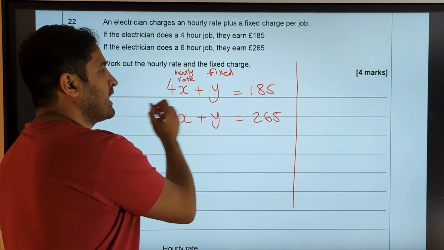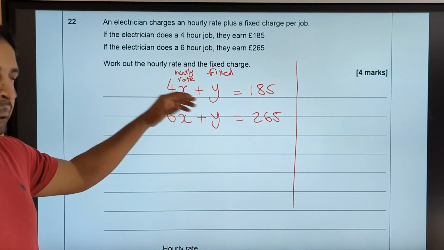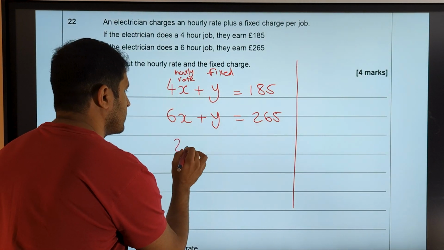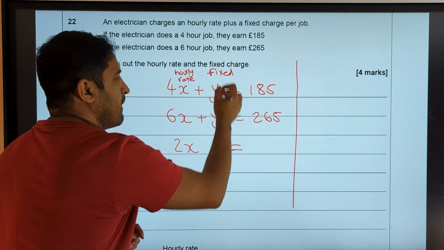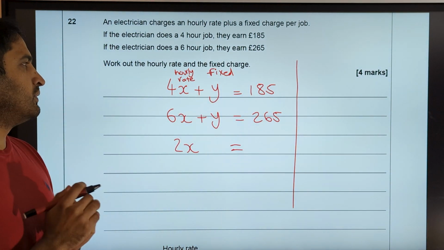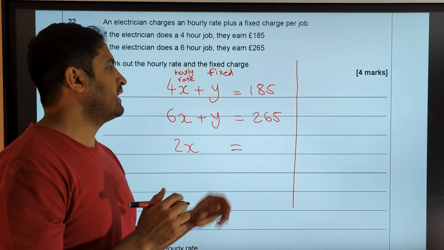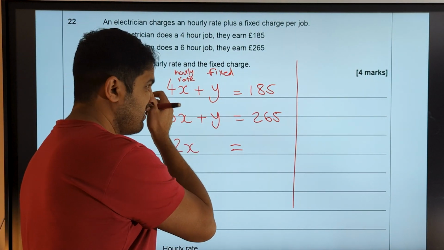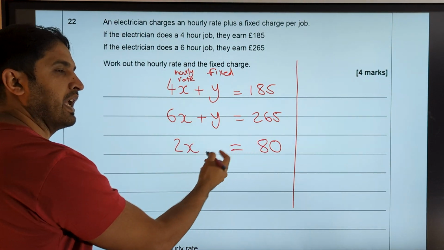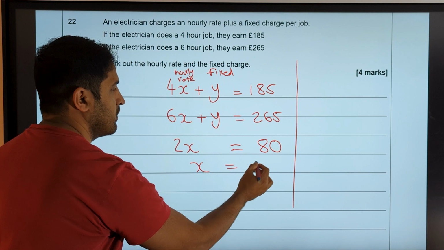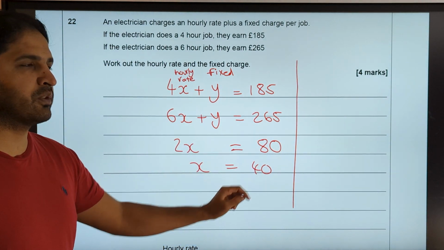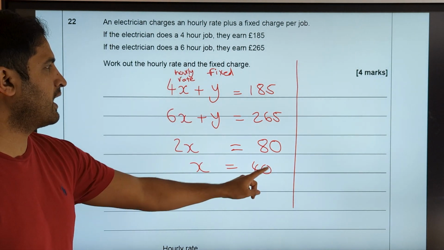So you take away one from the other, you get rid of the y. So 6x plus y, take away 4x plus y, gives you 2x, and y disappears. 265 take away 185 gives you 80. That means 2x is 80, so x is equal to 40. Divide both sides by 2. So the hourly rate is 40. x is the hourly rate, so the hourly rate is 40.